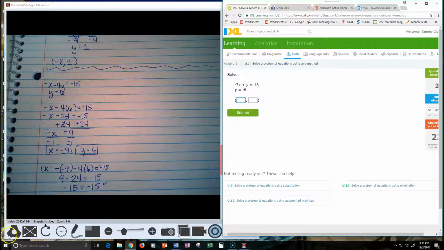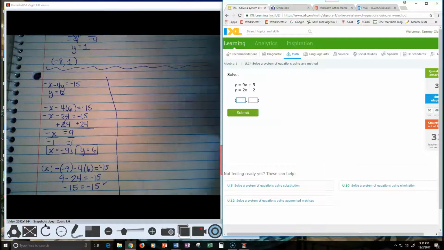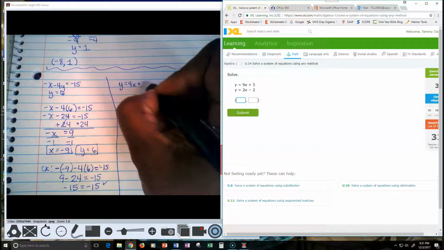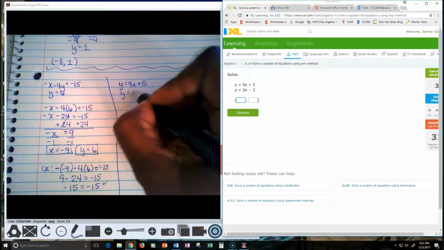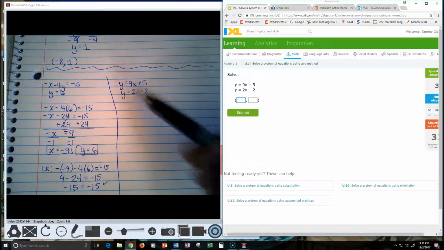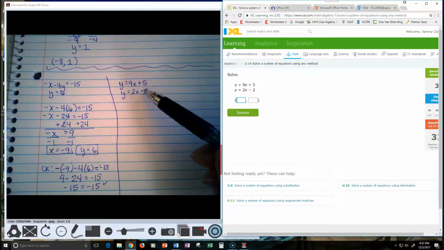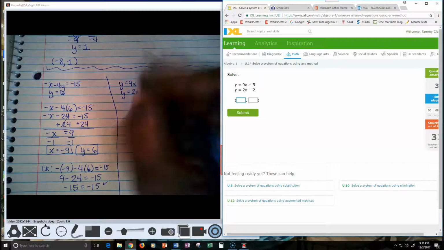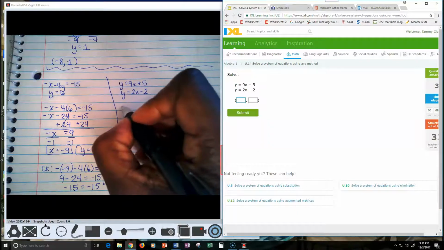Well, I think we have time for one more. All right, let's take a look at this one. We have y equals 9x plus 5 and y equals 2x minus 2. Again, these aren't in standard form, so I don't think I want to use elimination. However, I do know if y is equal to this amount and y is equal to that amount, I can set them equal to each other. So that's what I'll do.